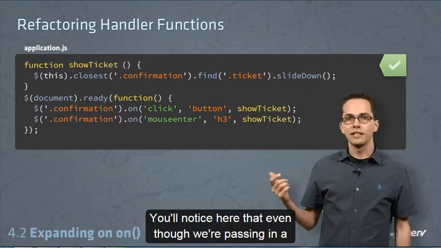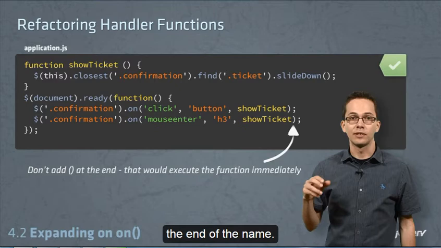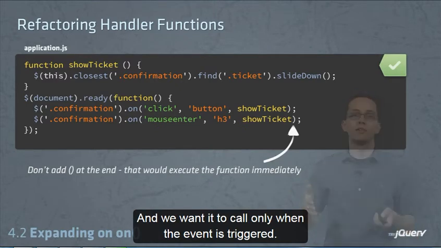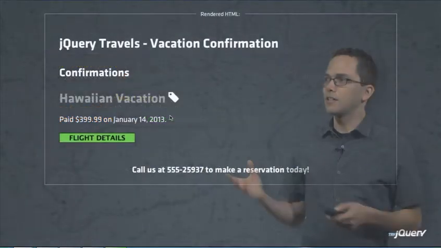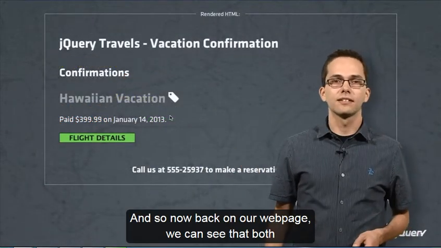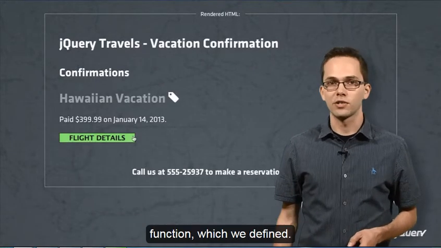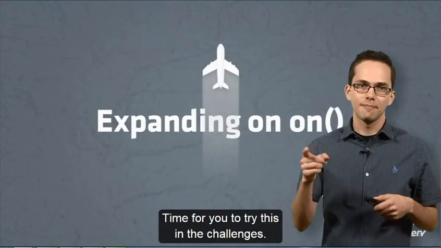You'll notice here that even though we're passing in a function, we don't put parentheses at the end of the name. If we did, it would call the function immediately, and we want it to call only when the event is triggered. And so now back on our web page, we can see that both of these events still fire properly and call that same function which we defined. Time for you to try this in the challenges.